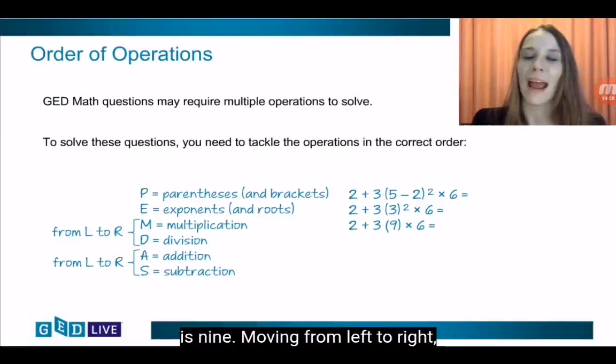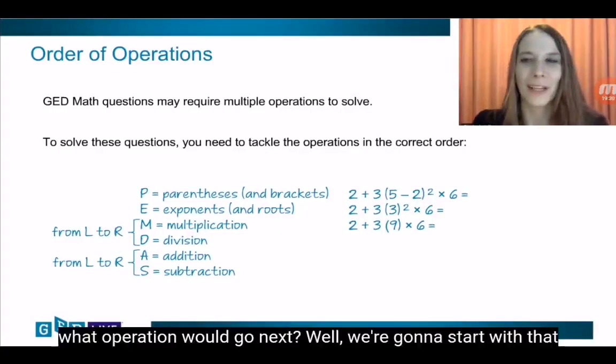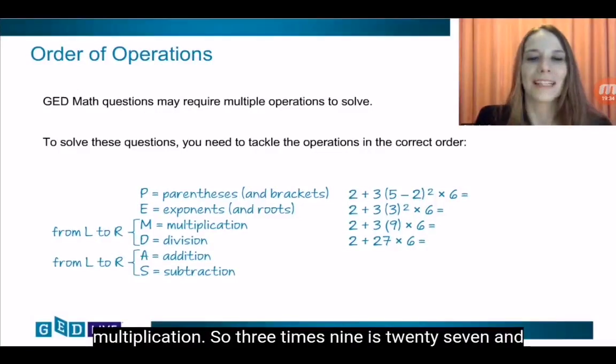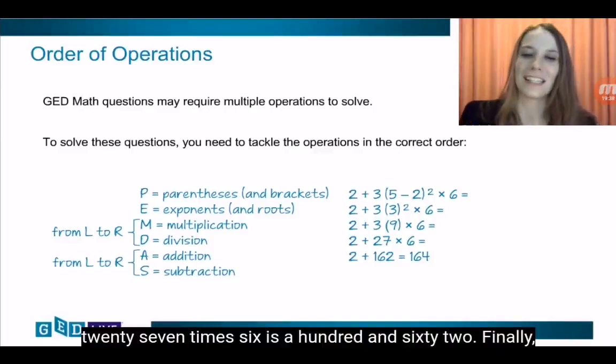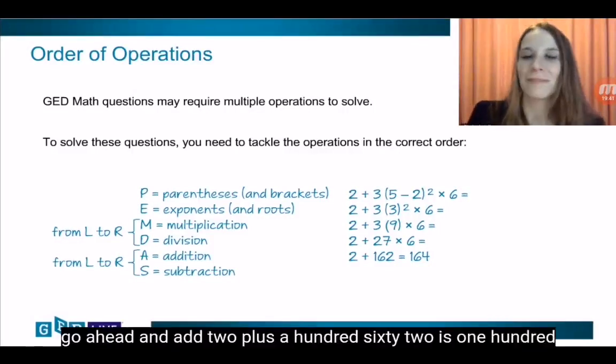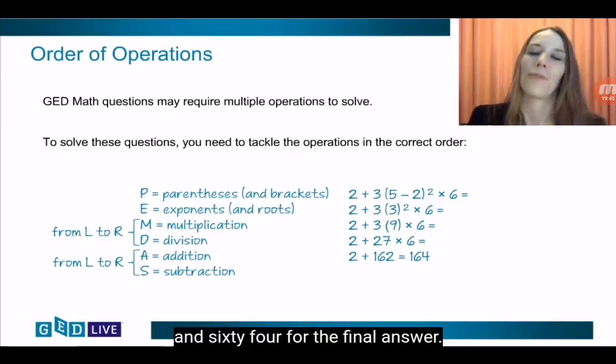Moving from left to right, what operation would go next? Well, we're going to start with that multiplication. So 3 times 9 is 27, and 27 times 6 is 162. Finally, go ahead and add: 2 plus 162 is 164 for the final answer.